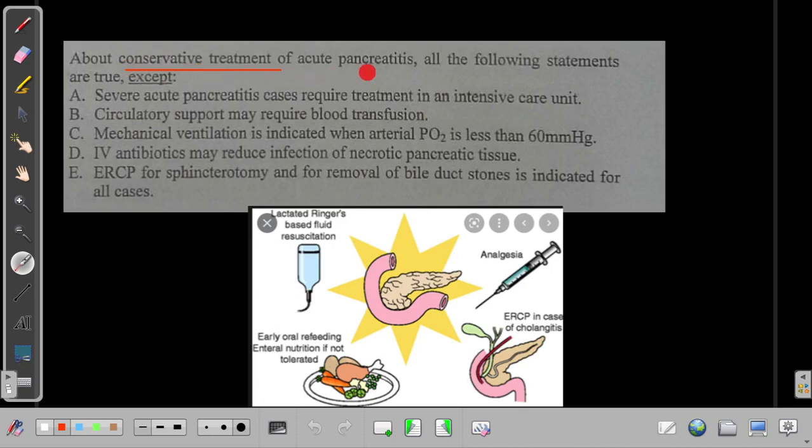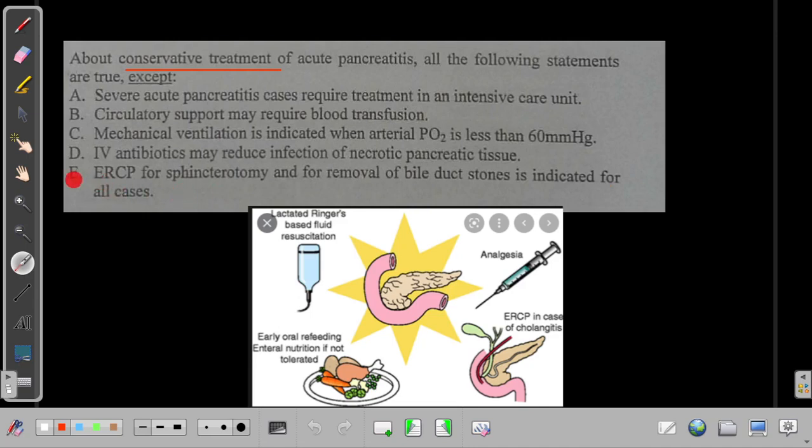About conservative treatment of acute pancreatitis, all of the following statements are true except: severe acute pancreatitis cases require treatment in an ICU. That's true. Circulatory support may require blood transfusion. That's true. Mechanical ventilation is indicated when arterial PO2 is less than 60. That's true. Intravenous antibiotics may reduce infection of necrotic pancreatic tissue. That's true. ERCP for sphincterotomy and for removal of bile duct stone is indicated for all cases. That is untrue. This is the exception.